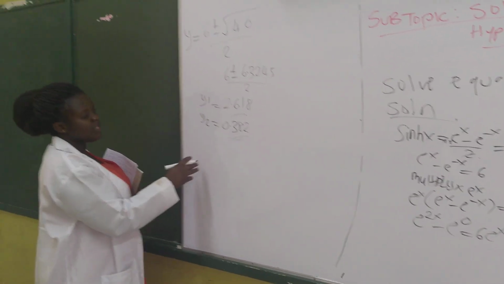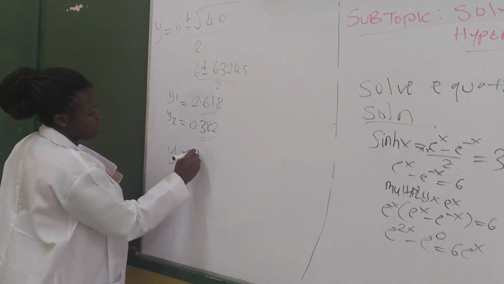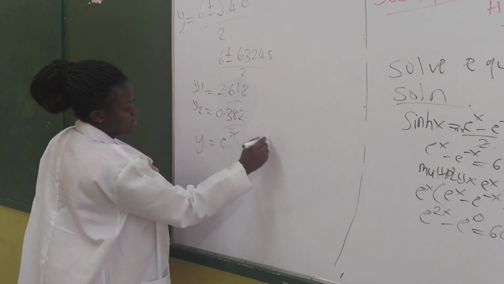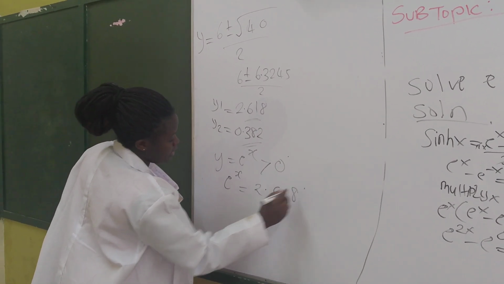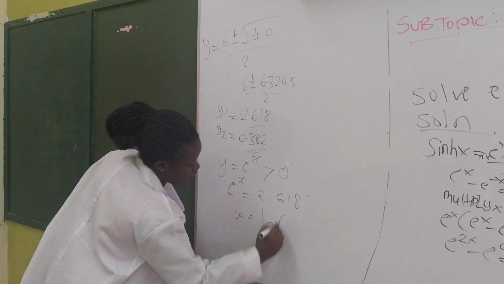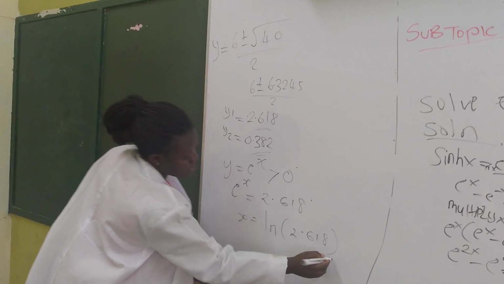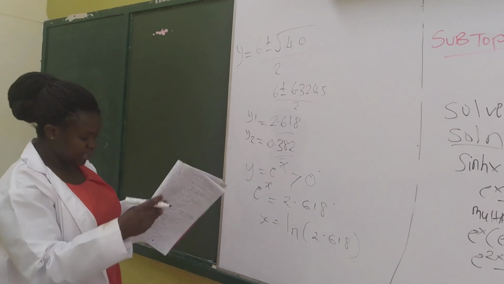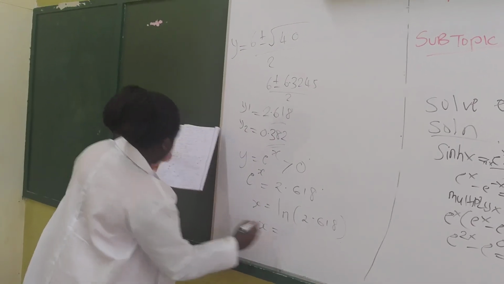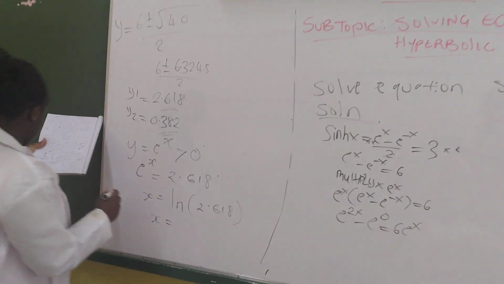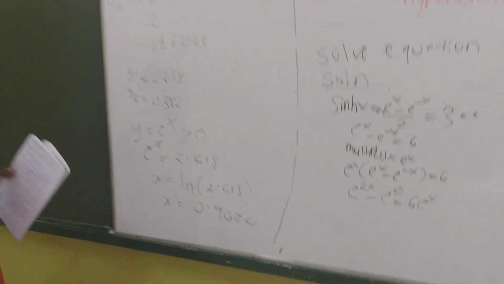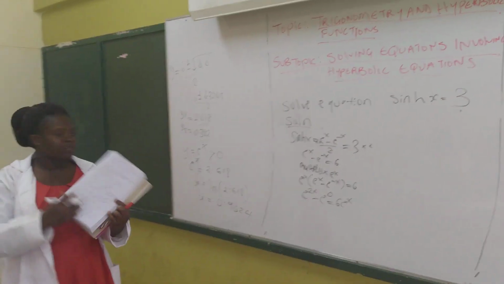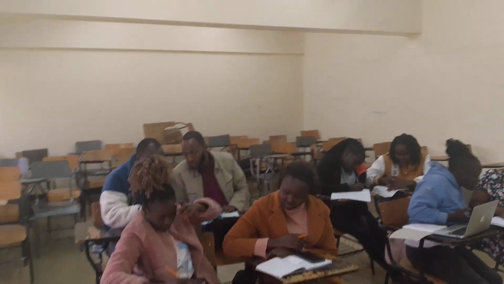Yes. So to find our value of x, we take y equals exponential of x, which we say is greater than 0. So exponential of x is now equal to 2.618. So our x is equal to natural log of 2.618. Using your calculator, can you find the value of x? And confirm if your value is 0.9624. Using your calculator, assist your friend to see the natural log of 2.618.